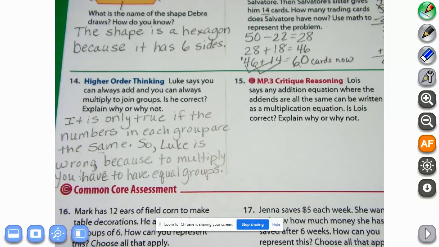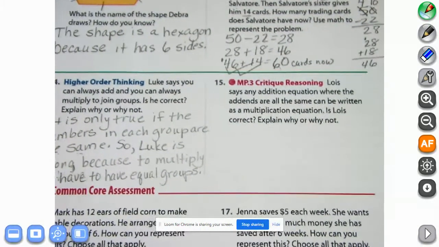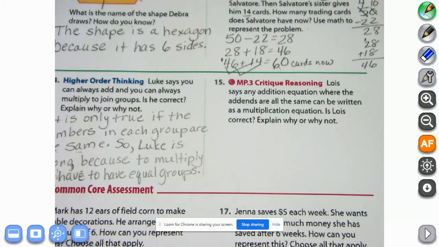All right. So that's the important thing. If you want to multiply, you have to have equal groups. You can add anything, but you have to change that to multiplication. They have to have the same amount in each group. Number 15. Lois says any addition equation where the addends are all the same can be written as a multiplication equation. Is Lois correct? Explain why or why not.